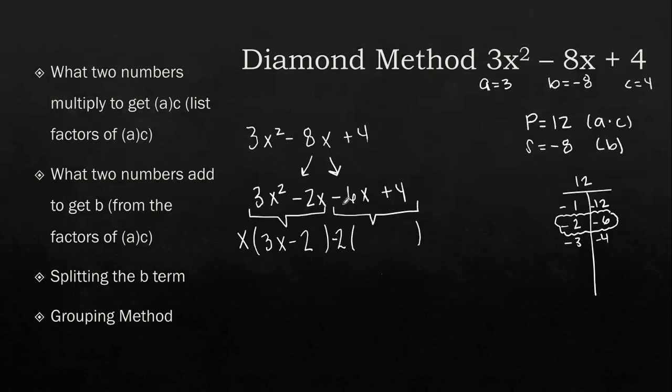So negative 2 times what will give me negative 6x? 3x. And negative 2 times what will give me positive 4? Negative 2. So did we have the same thing in both parentheses? Yes. So my two factors are the things that are outside the parentheses, x minus 2, and 3x minus 2, which is the thing that was in the parentheses.